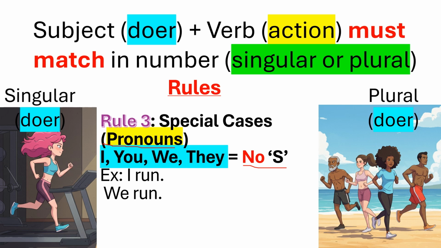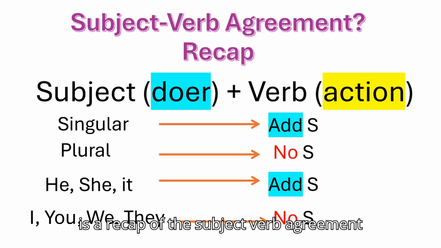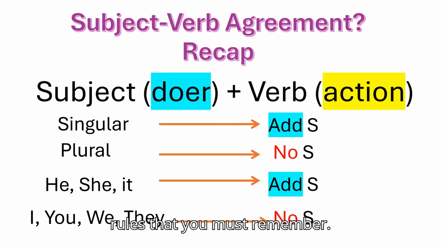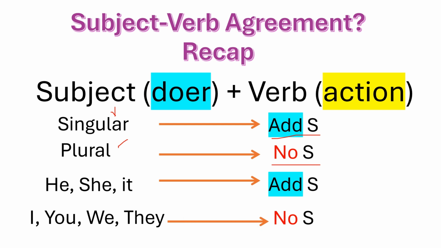Got it? Here is a recap of the subject-verb agreement rules that you must remember. If the subject is singular, add S to the verb. If the subject is plural, do not add S. If the pronoun is he, she, or it, add S to the verb. But if the pronoun is I, you, we, or they, do not add S to the verb.